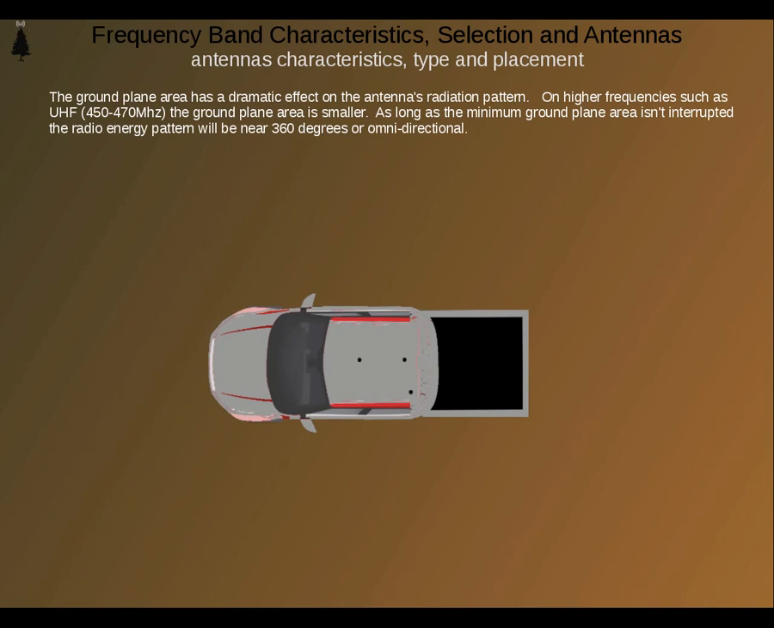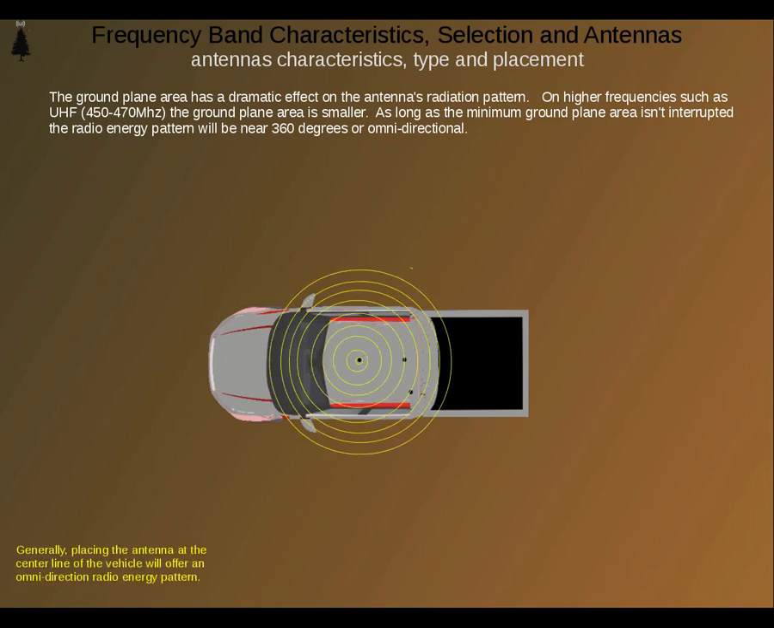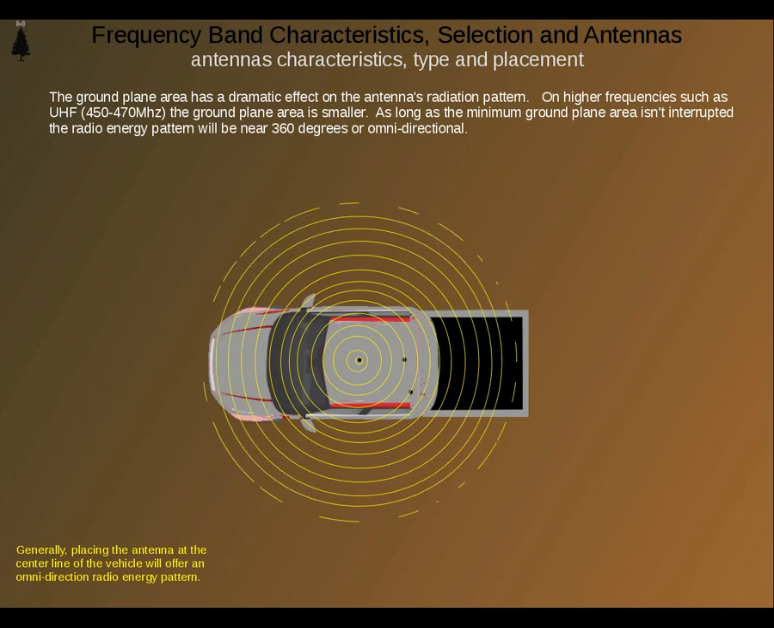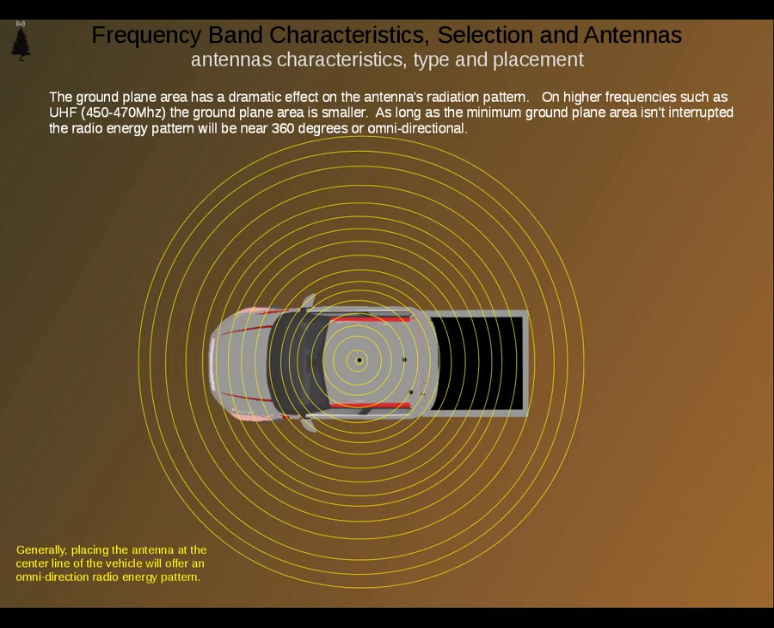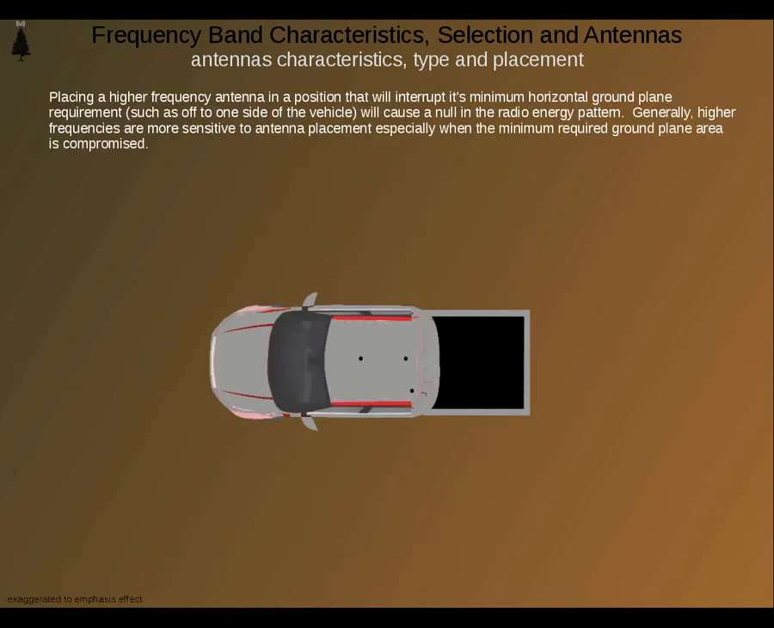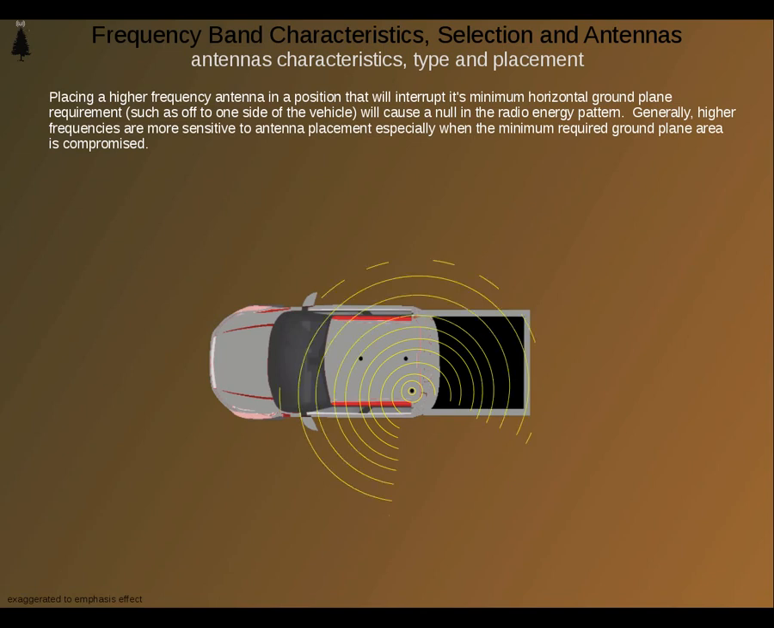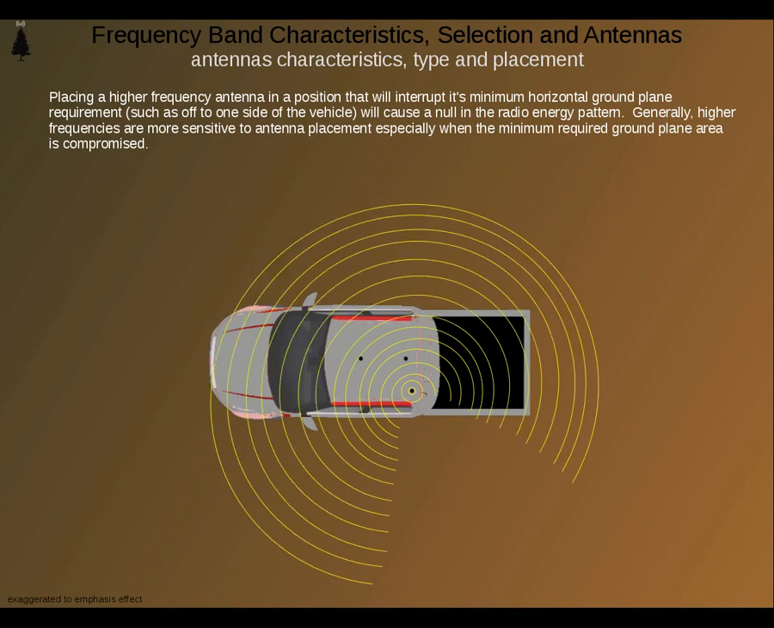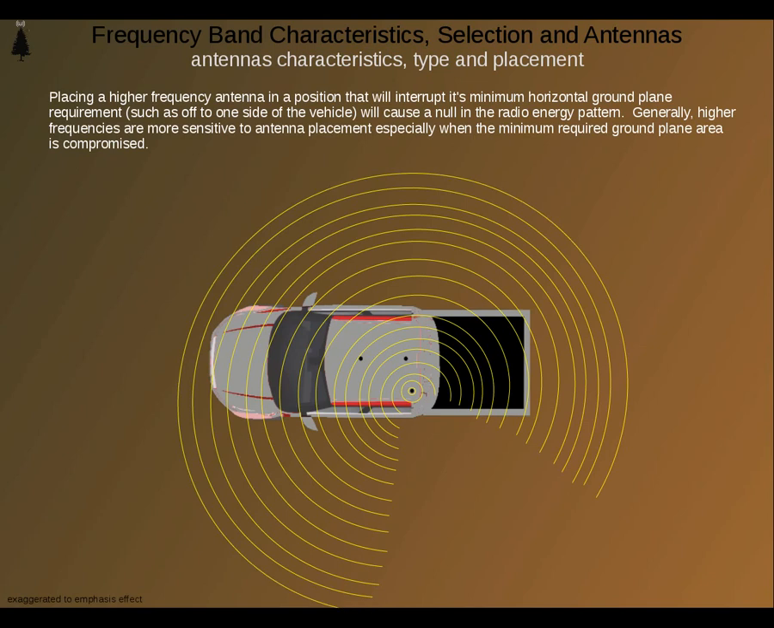The ground plane area has a dramatic effect on the antenna's radiation pattern. On higher frequencies, such as UHF, the ground plane area is smaller. As long as the minimum ground plane area isn't interrupted, the radio energy pattern will be near 360 degrees or omnidirectional. Placing a higher frequency antenna in a position that will interrupt its minimum horizontal ground plane requirement will cause a null in the radio energy pattern. Generally, higher frequencies are more sensitive to antenna placement, especially when the minimum required ground plane area is compromised.